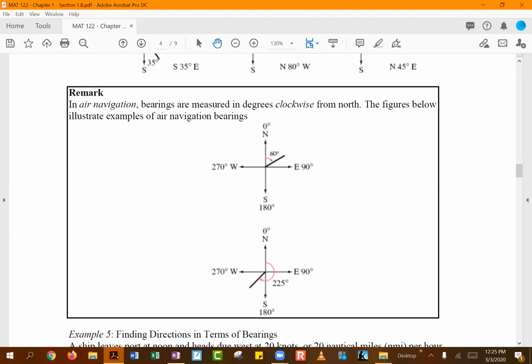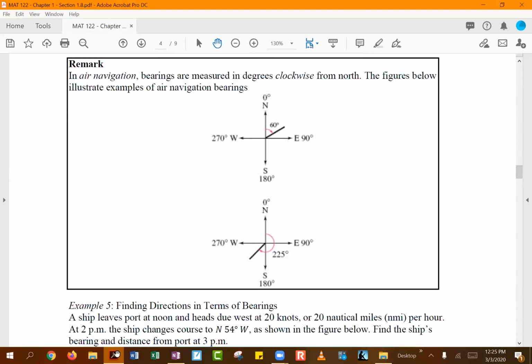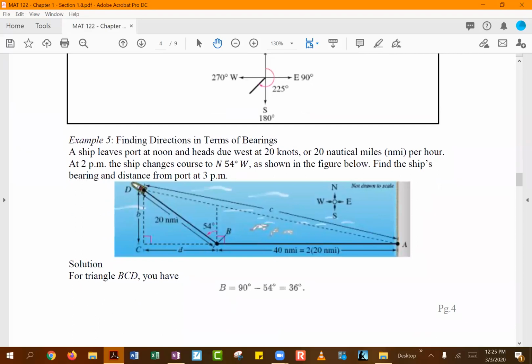This is something we're going to have to remember when we are working through examples and on exams, because now your directions are not as we normally do with unit circles. Okay, so let's look at this example here: finding directions in terms of bearings.